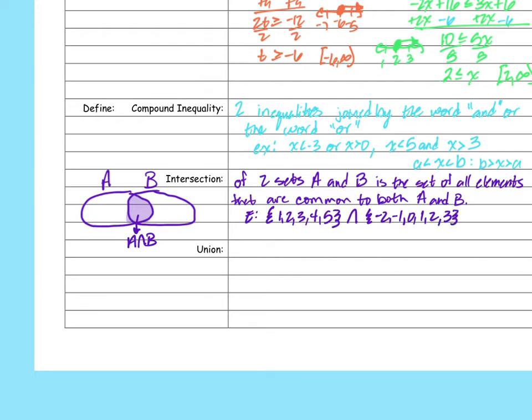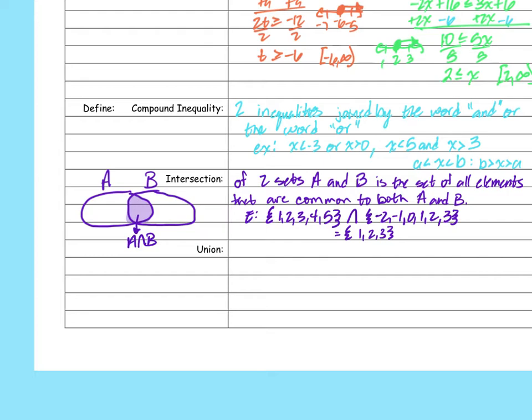Okay, so the intersection is everything that is in both sets. So they have to be in both of them in order to be the intersection. So the answer to this would be the set 1, 2, and 3, because those are the only elements that are in both set A and set B. So an intersection is what's in both sets. Okay, is there any questions on that? We're going to do some more of this.